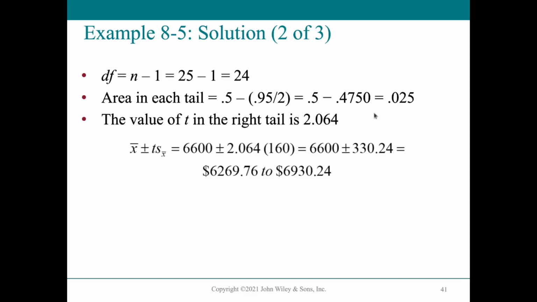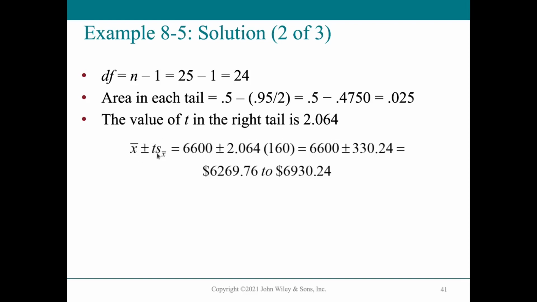So the value of t here is 2.064 from the table. I won't be showing you the table anymore. Then we are going to estimate the confidence interval. x bar is our sample statistic, the sample mean, that's 6,600, plus minus our margin of error.